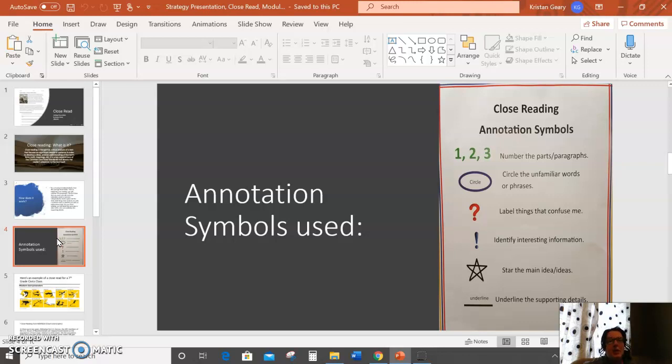And you can see the 1, 2, and 3: number the paragraphs, circle the unfamiliar words or phrases, question mark to label things that confuse me, exclamation point to identify interesting information, star the main idea or ideas in the reading, underline the supporting details. And again, it's really helpful to have this visual of a poster, a very large poster size, so all students can see it really easily.